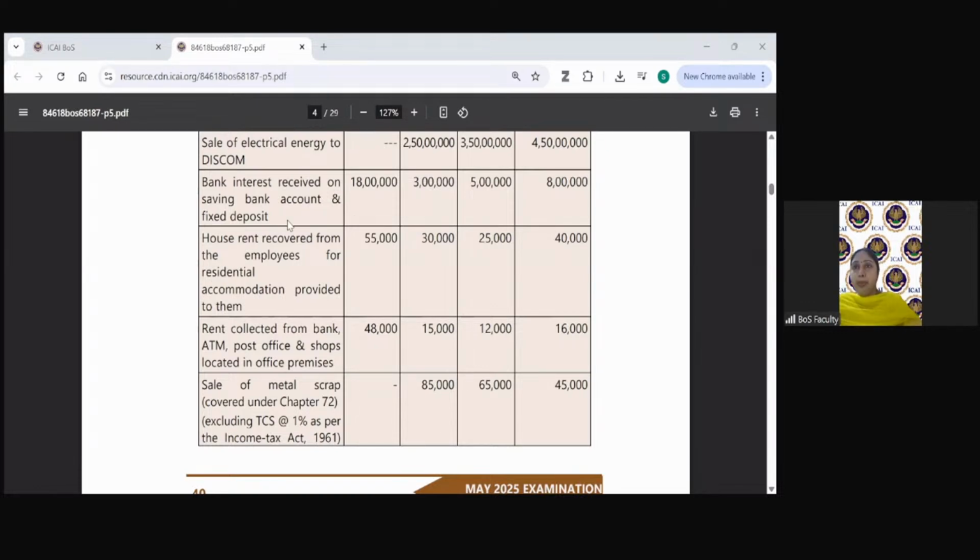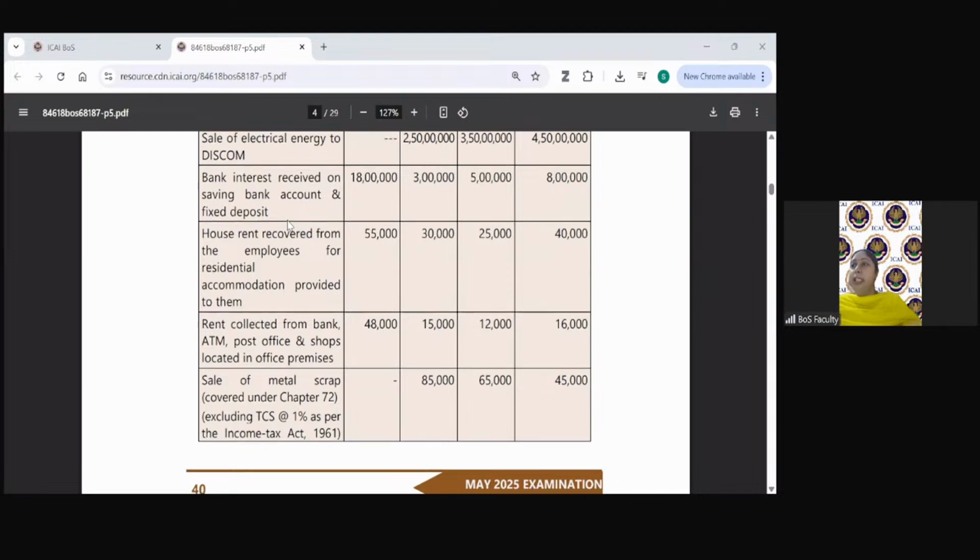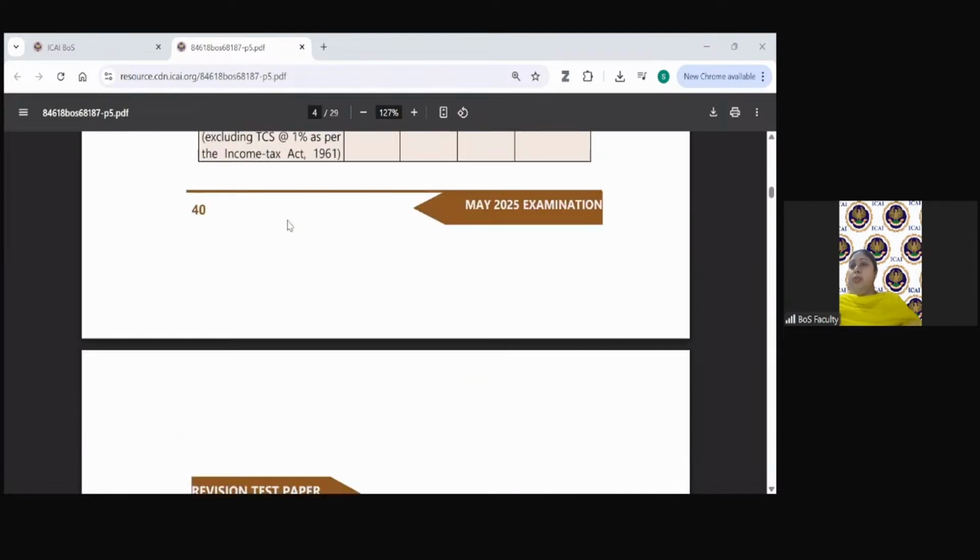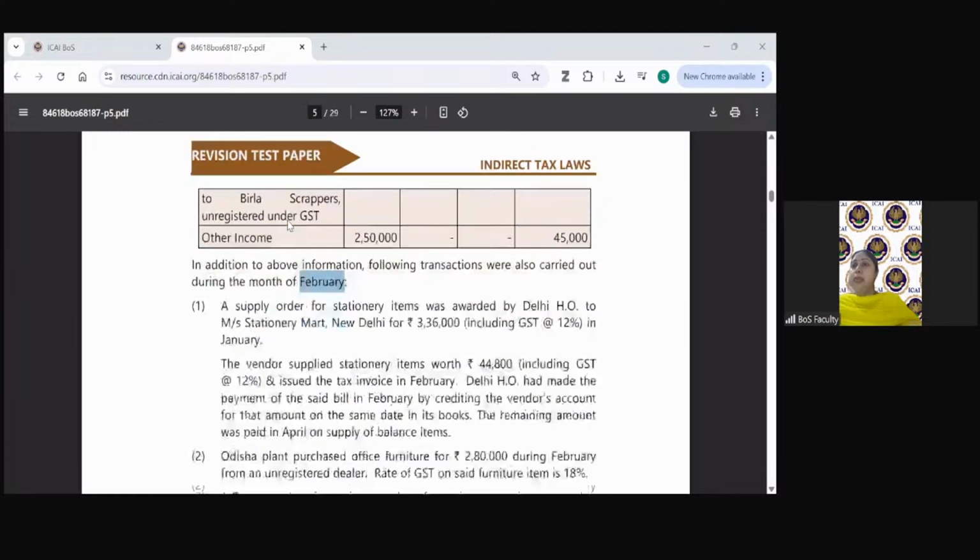So this table has 5 transactions in overall. Sale of electrical energy, bank interest which is received, house rent recovered, rent collected from bank, ATM, post office and shops, and sale of metal scrap, which is not there for Delhi HO. Now let us move to the next piece of information.